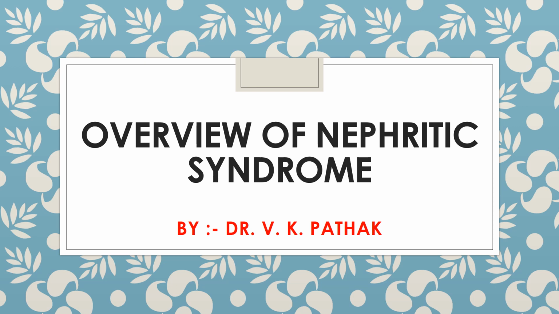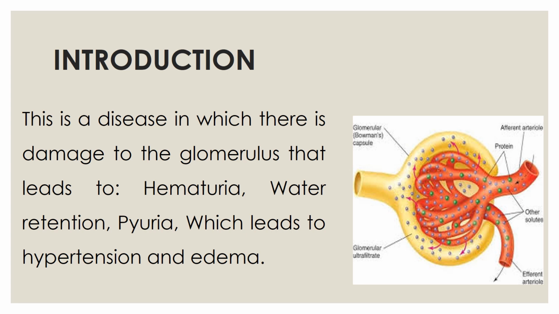Today we are discussing an overview of nephritic syndrome. Nephritic syndrome is a disease in which there is damage to the glomerulus that leads to hematuria, water retention, pyuria, ultimately leading to hypertension and edema. So it is a disease of the glomerulus.